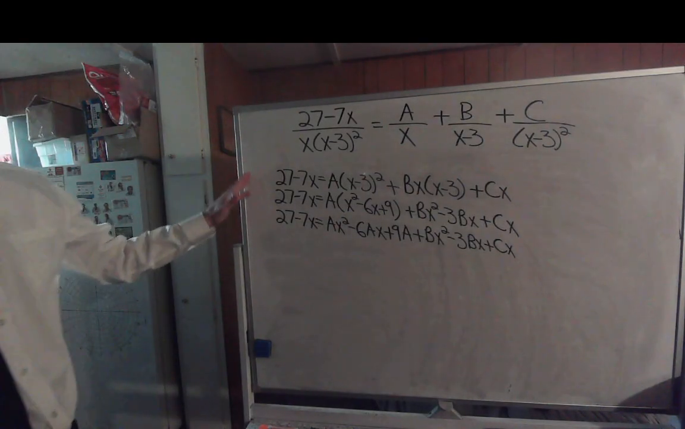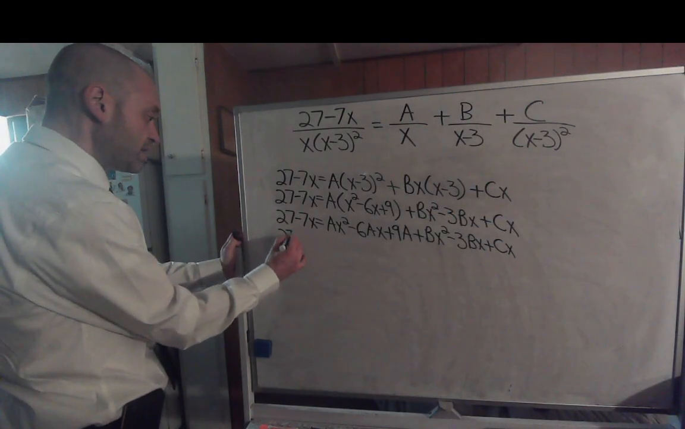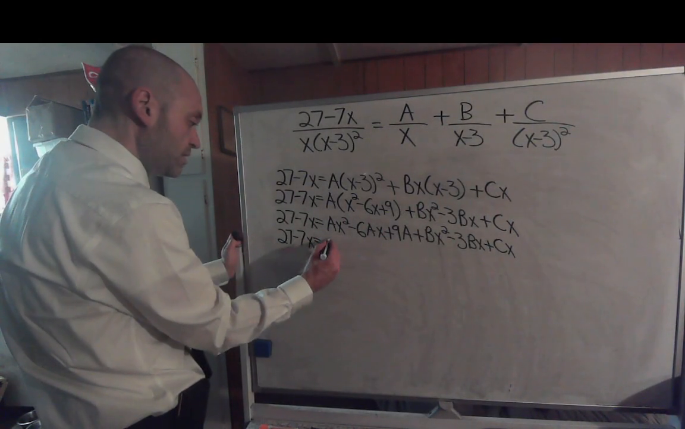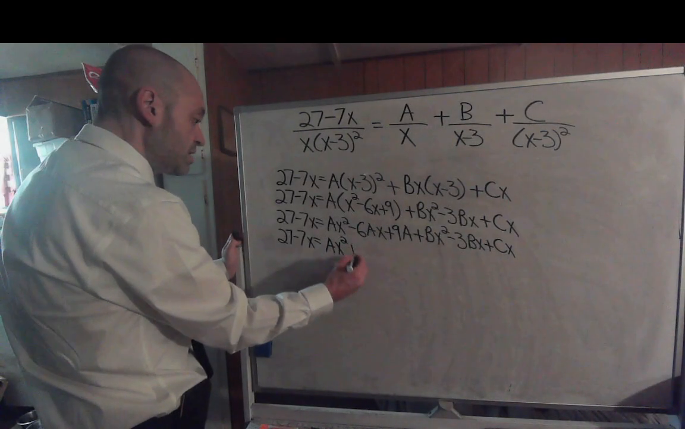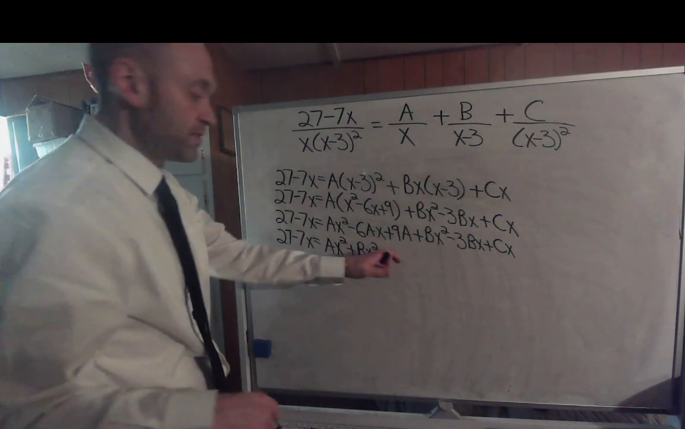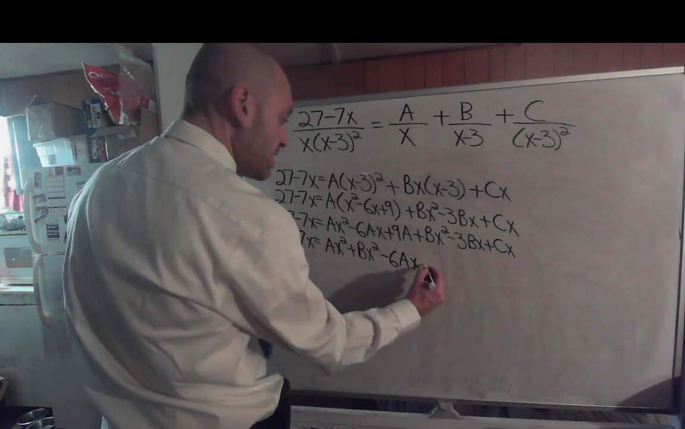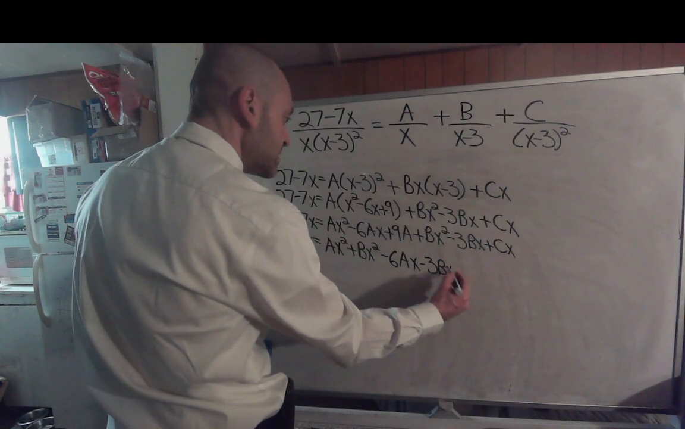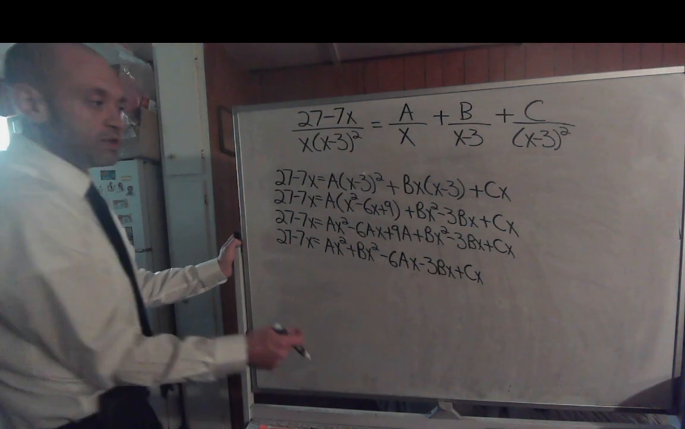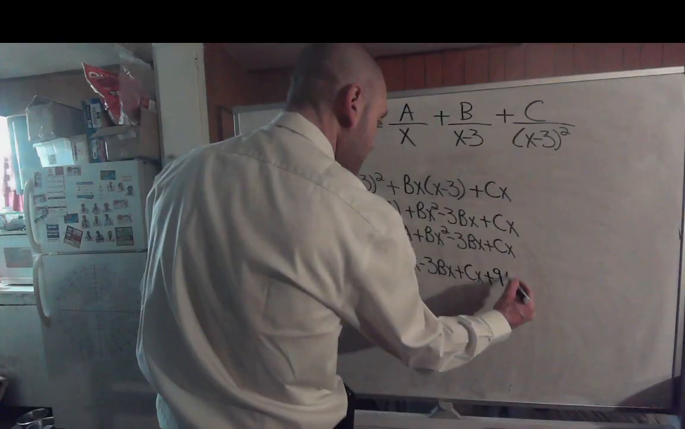So let's go on ahead now, group your like terms together. So 27 minus 7x. Group your x squared terms together. That's going to equal ax squared plus bx squared. That's it for your x squared terms. Now let's focus on your x to the first terms. You'll have minus 6ax minus 3bx plus cx, and that's it for your x to the first terms. Then you only have one single constant term, which would just be plus 9a.